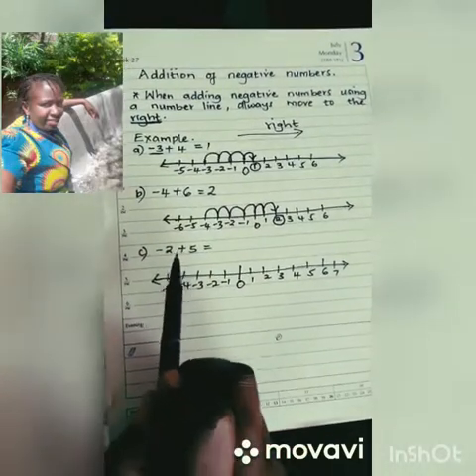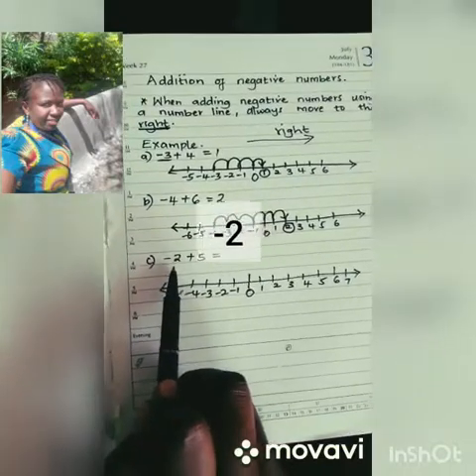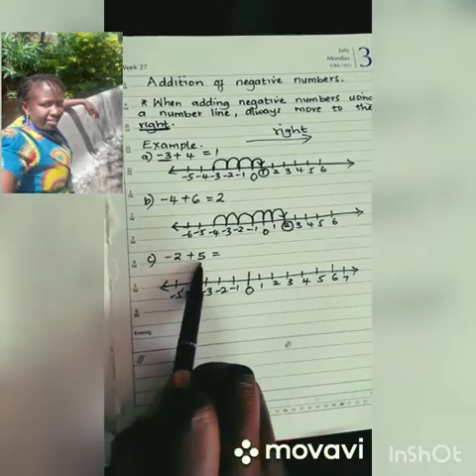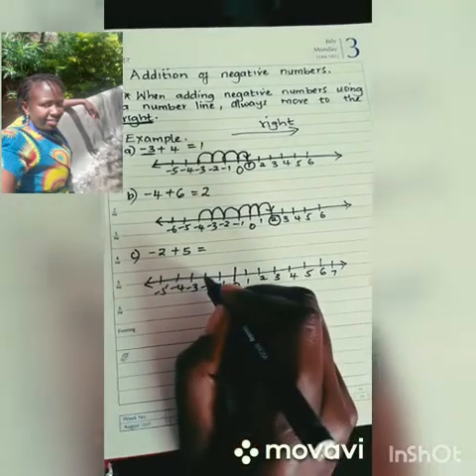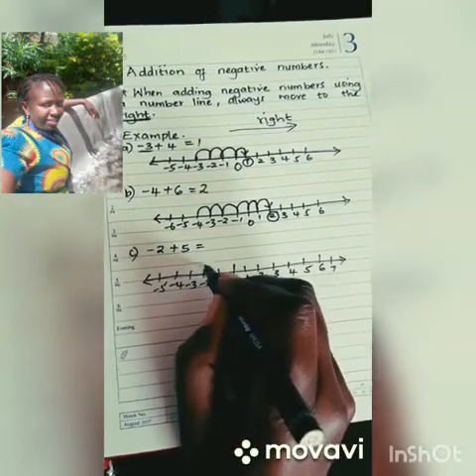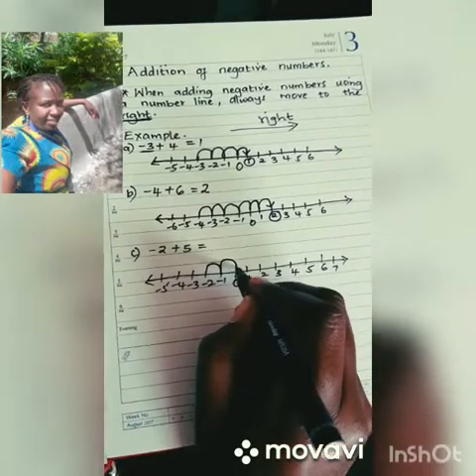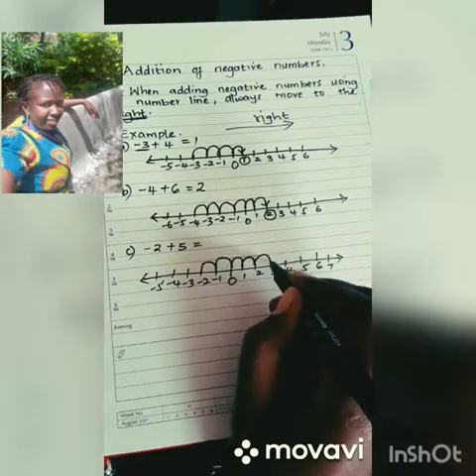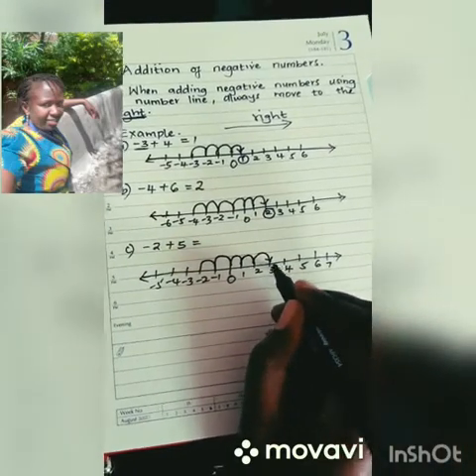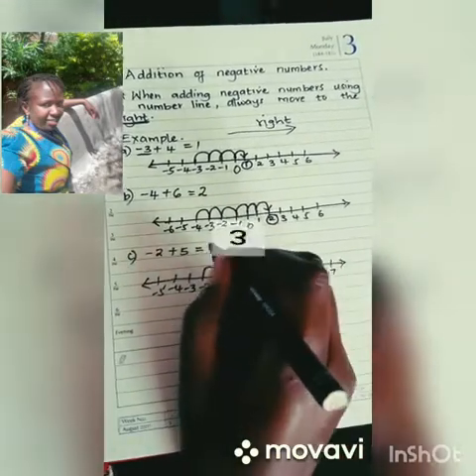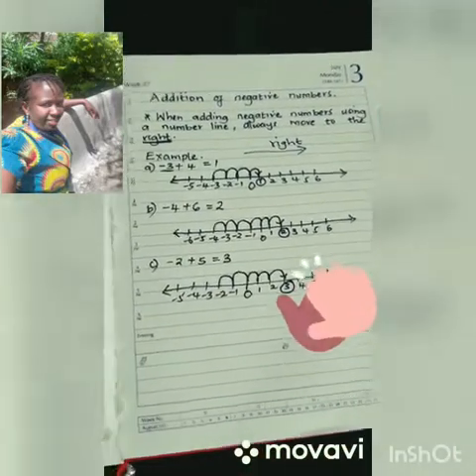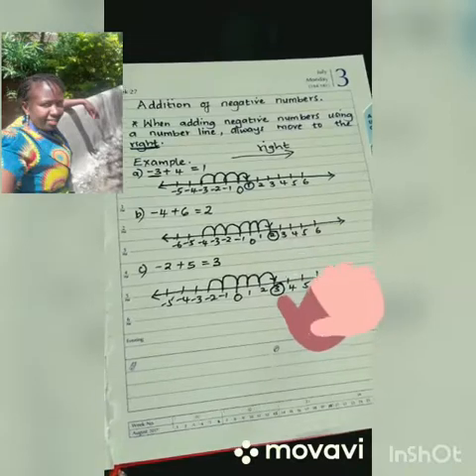What is our starting point? I hope you said -2. This is our starting point. And we plus 5. So starting point is -2, plus 1, plus 2, plus 3, plus 4, plus 5. And what is our answer? 3. Clap for yourself if you got it right with me.